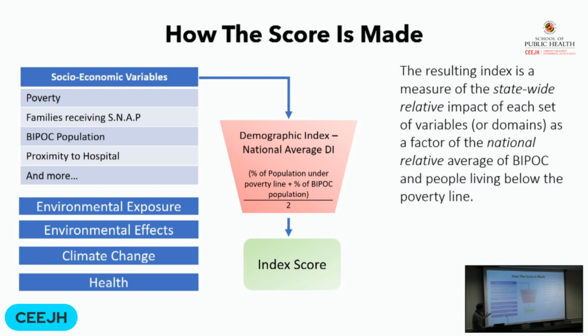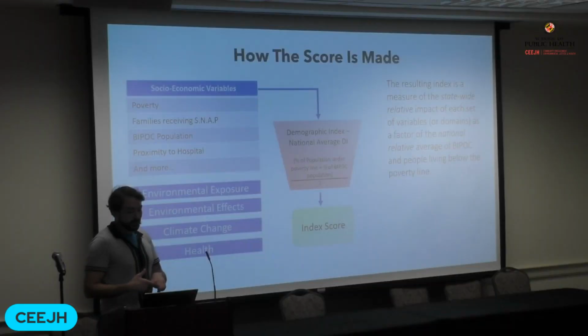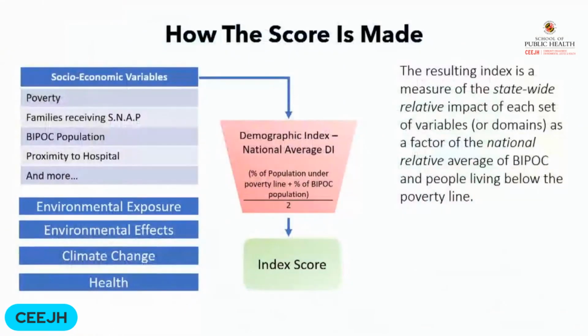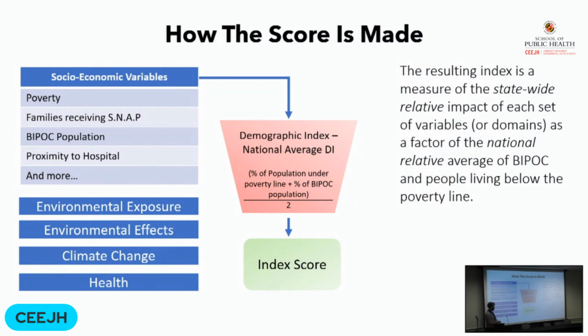And then the largest bin is socioeconomic, right? So this is everything from the race composite of a neighborhood to their income to education level. There's so many in that one. But what we do is we take each one of those numbers and we run it through this formula, which is the demographic index minus the national average of the demographic index.